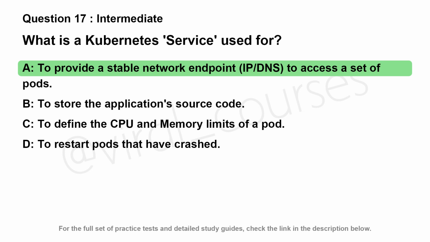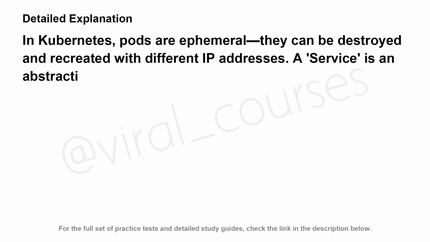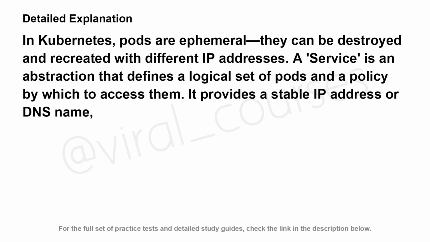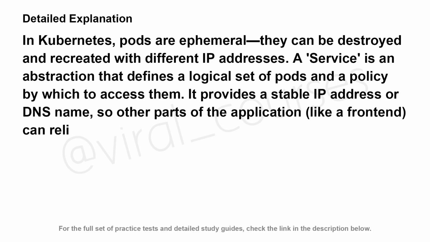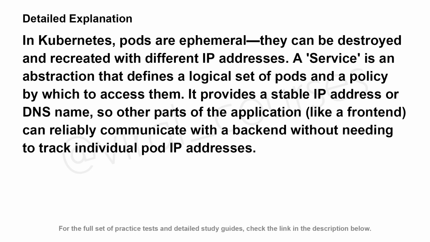The correct answer is A. In Kubernetes, pods are ephemeral. They can be destroyed and recreated with different IP addresses. A service is an abstraction that defines a logical set of pods and a policy by which to access them. It provides a stable IP address or DNS name, so other parts of the application, like a front end, can reliably communicate with a backend without needing to track individual pod IP addresses.